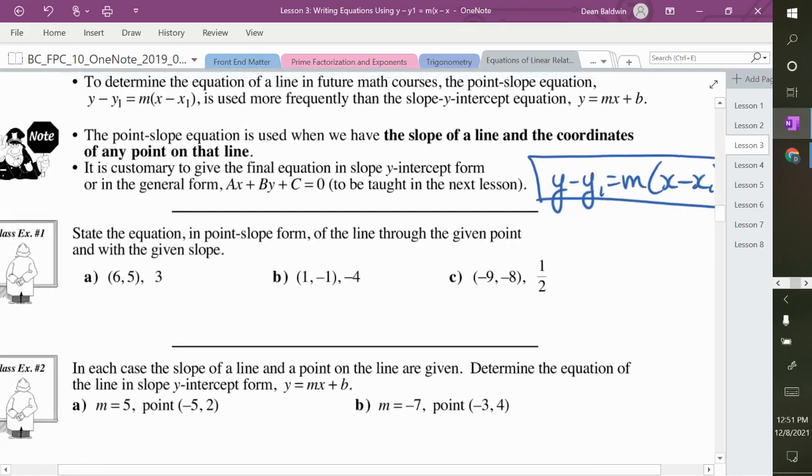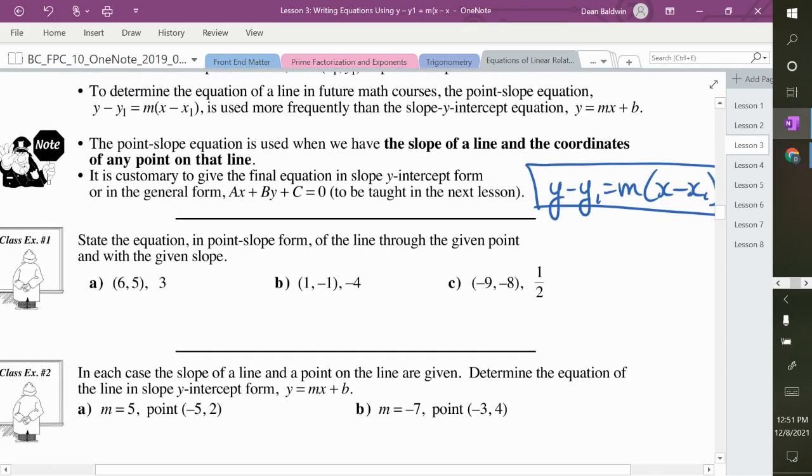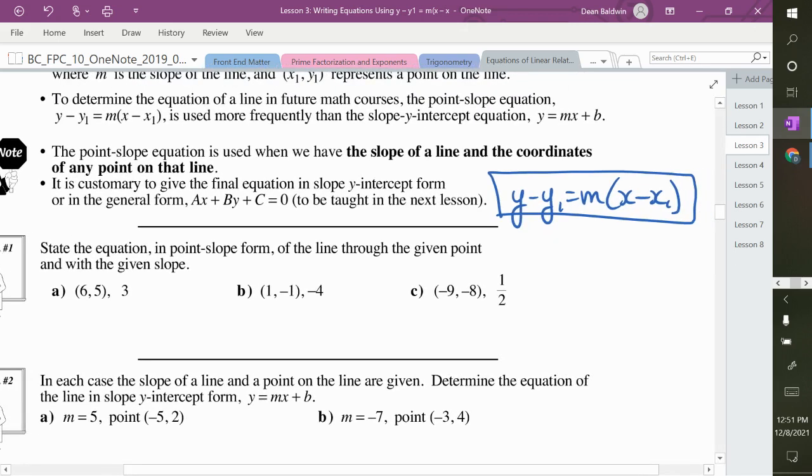All right. State the equation in point slope form of a line through the given point and with the given slope. Okay. All we have to do here is just plug them in. This is our slope, m is 3. We have our point. Plug them into x and y. So it's y minus 5 is equal to 3(x minus 6). That's all they're asking you to do.